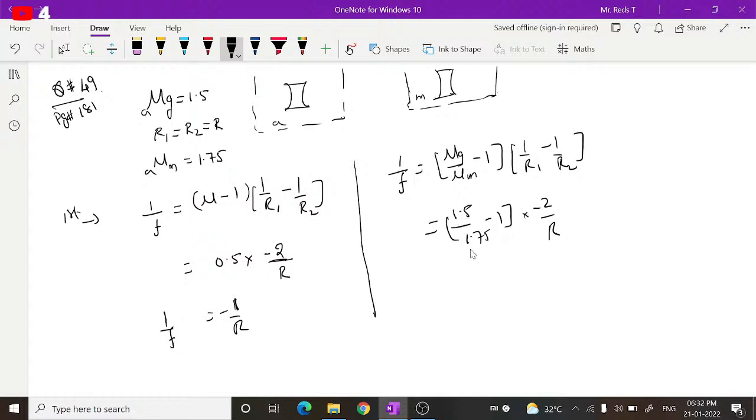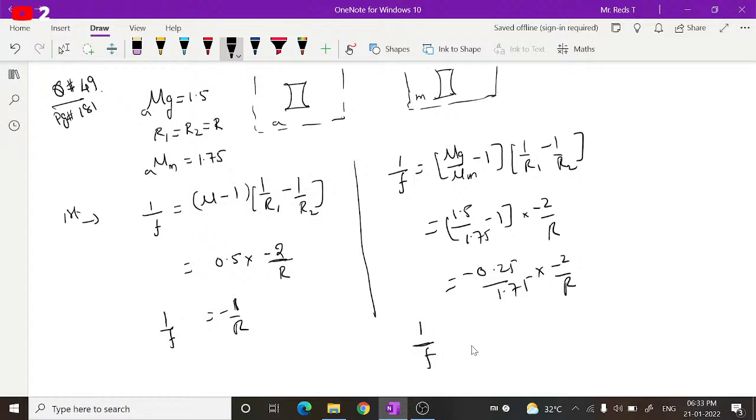Here if you observe, 1.5 minus 1.75, the negative term is larger, so it is minus 0.25 by 1.75 into minus 2 by R. Here minus into minus becomes plus, so obviously the focal length will be positive. Positive focal length means the concave lens in a medium of this refractive index will behave like a converging lens. The options were either 1 or 2, but if you find the focal length, it will give you clarity.